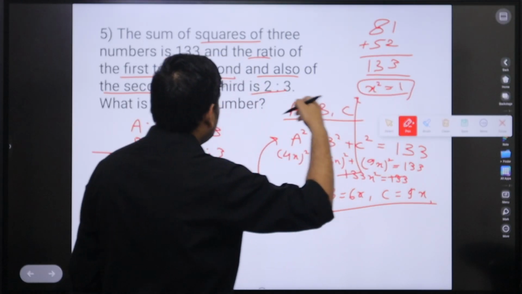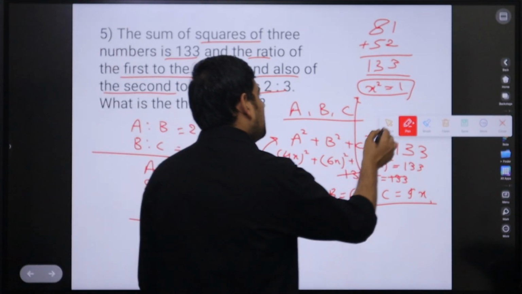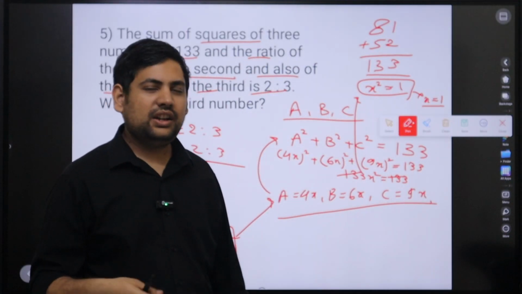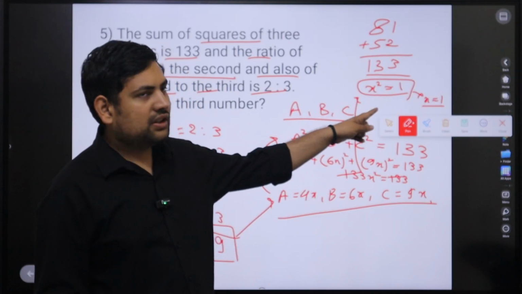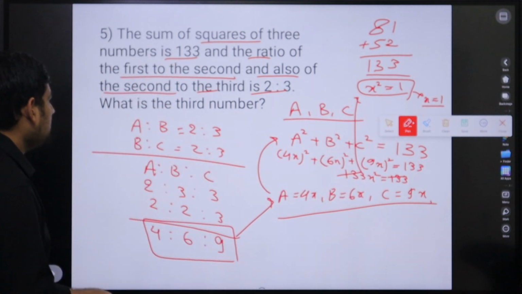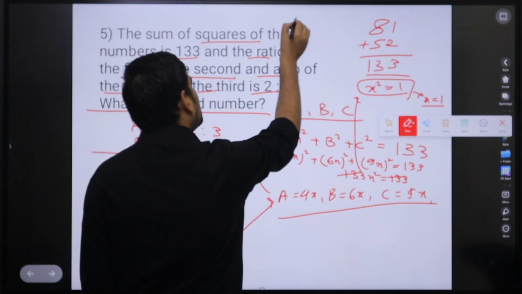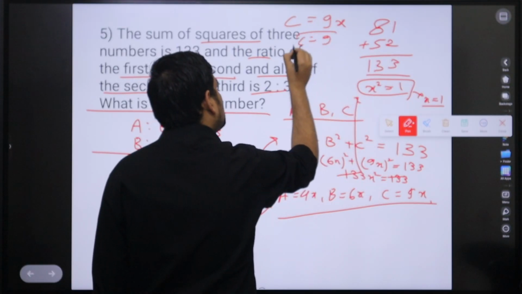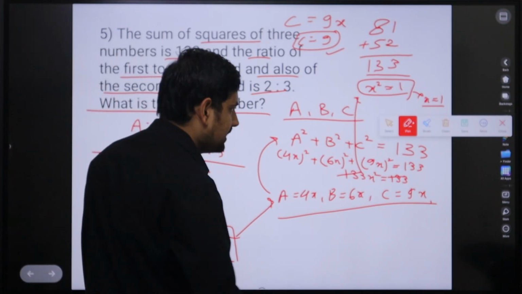Now, of course, these are positive numbers. If these are positive numbers, then I can safely assume that x is equal to 1. You can also say that maybe they are negative. That is also fine. Same numbers you'll get, just in plus or minus. So x square is equal to 1, or x is equal to 1. Now, if x is equal to 1, it is asking you what is the third number. Third number is actually C. C is equal to 9x. If x is equal to 1, C is equal to 9. So this becomes your answer. Understood? Simple? Okay. Then next.